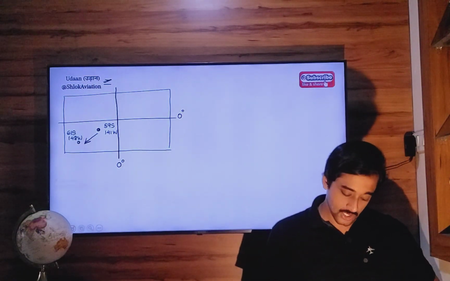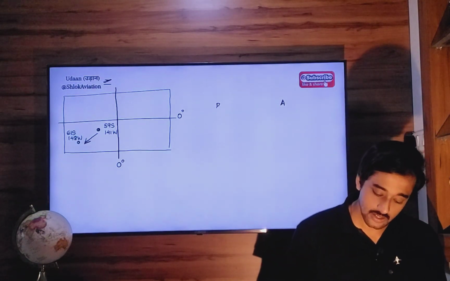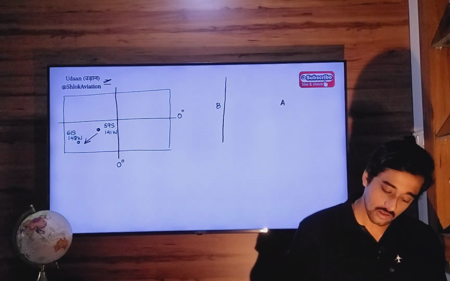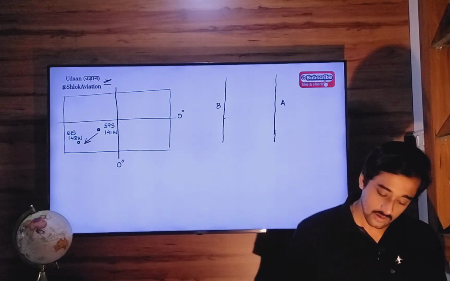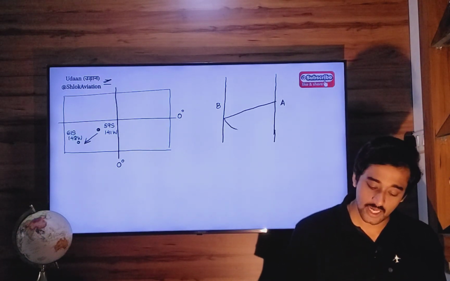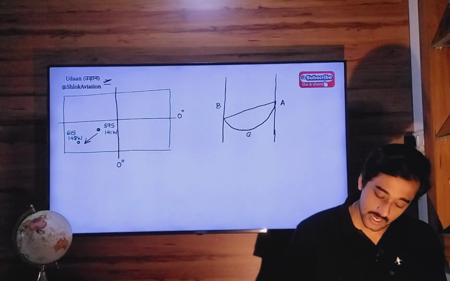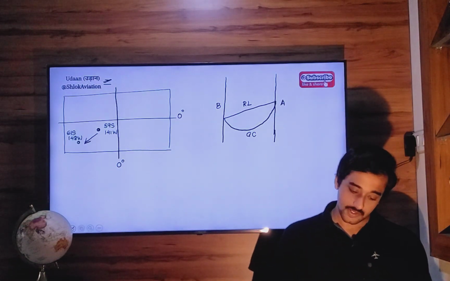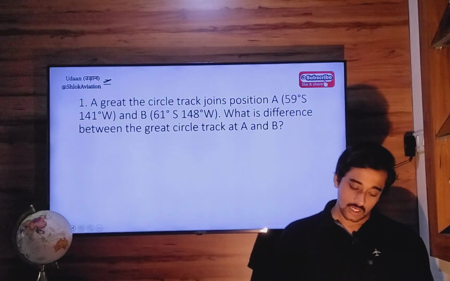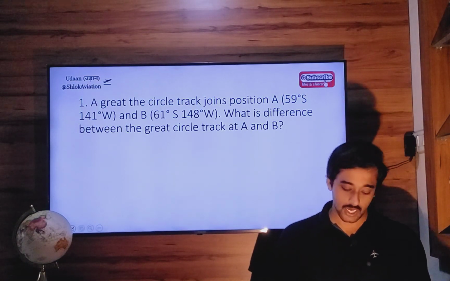Fine. So let's draw this again. A is here, B is here. Since you are in the southern hemisphere, the great circle will pass to the nearest south pole. So this is your great circle, this is your rhumb line. What is the difference between the great circle track at A and the great circle track at B?